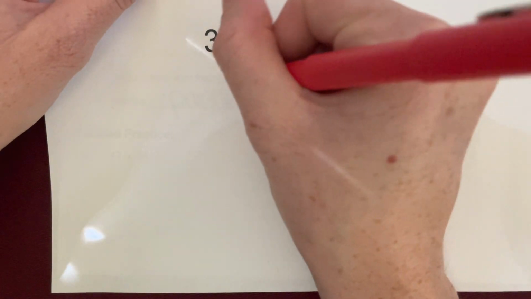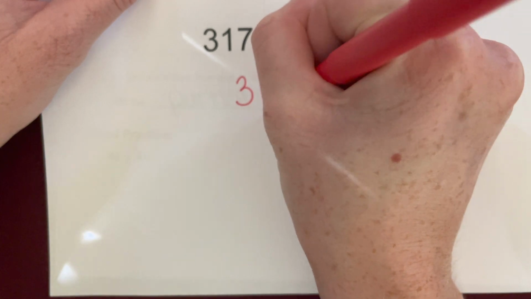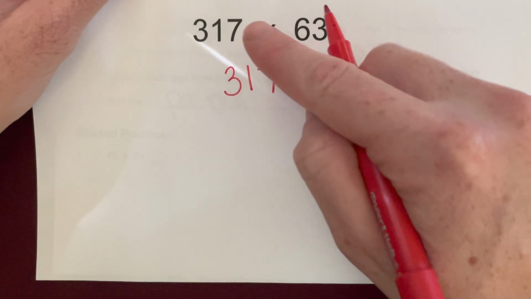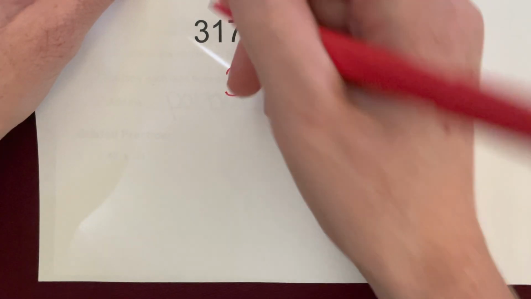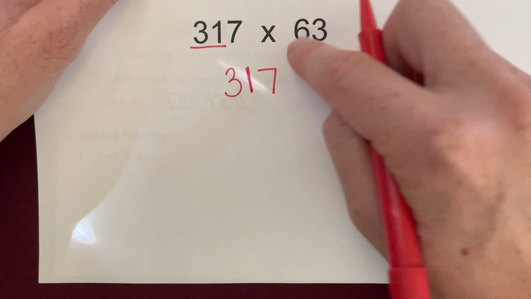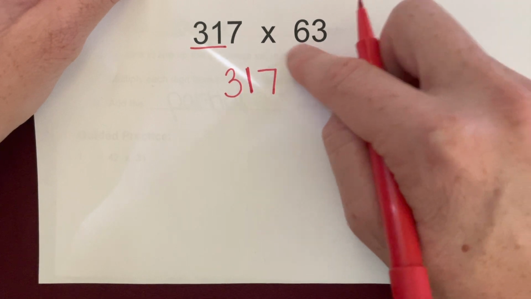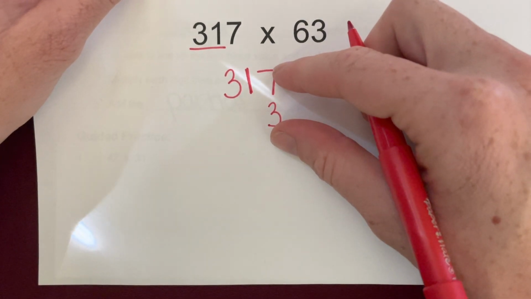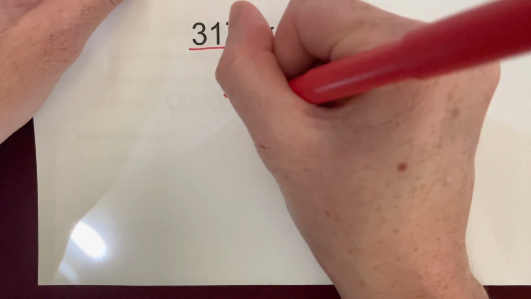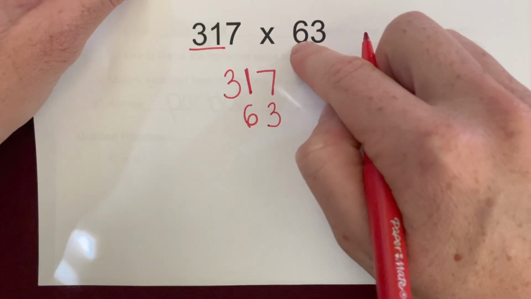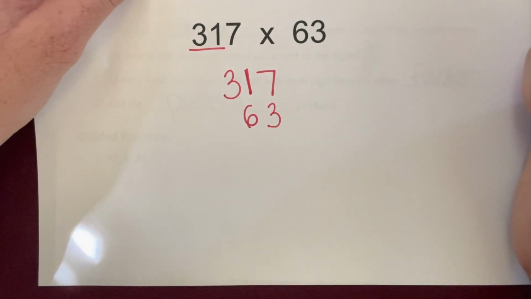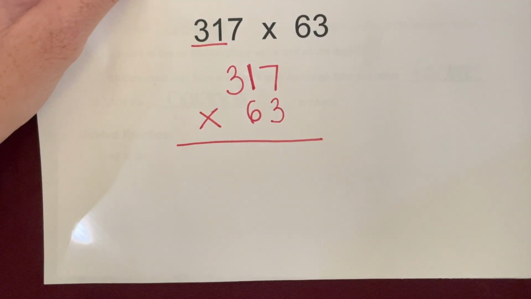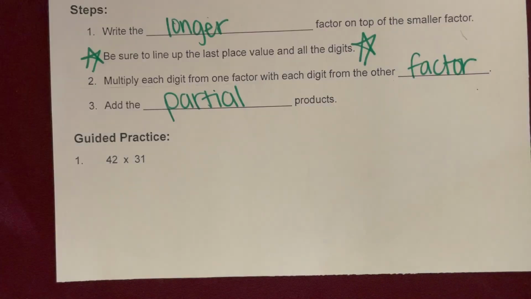So I'm going to put 317. I need to line up the end number. This one's longer, and the 63. I have to line up the 3 under the 7 because they're both in the ones place, and the 6 underneath the 1 because this 6 is in the tens place and this 1 is in the ones place. Okay, now I draw my multiplication sign and the equal sign.